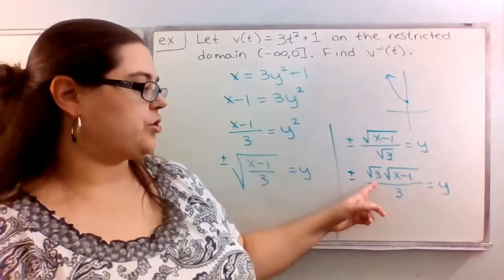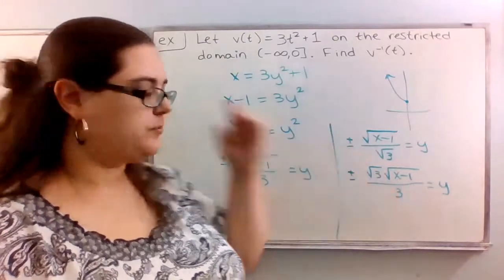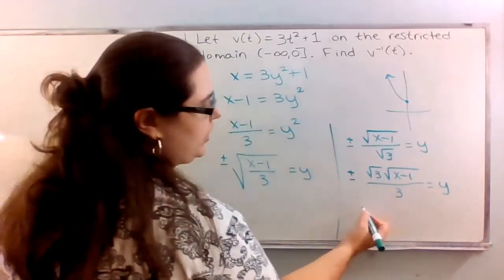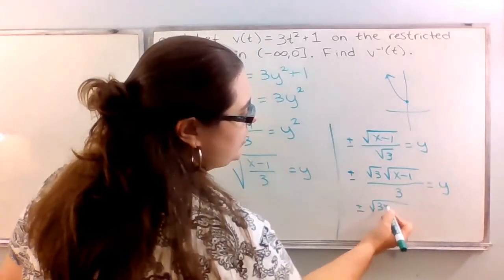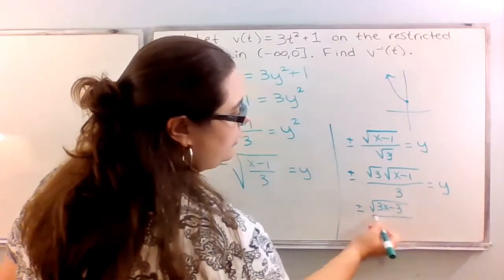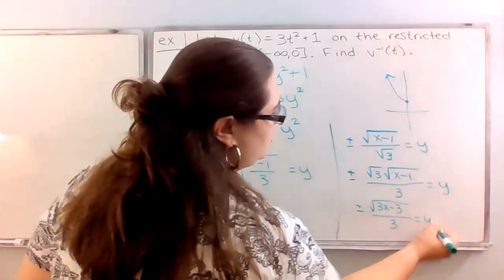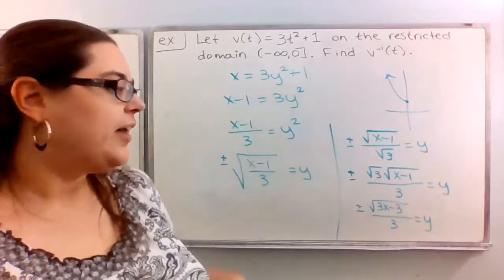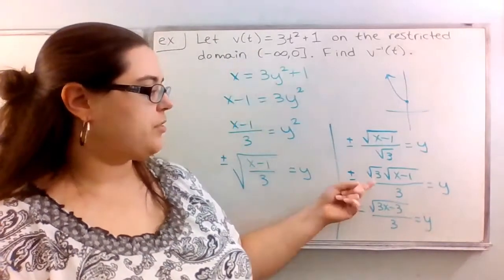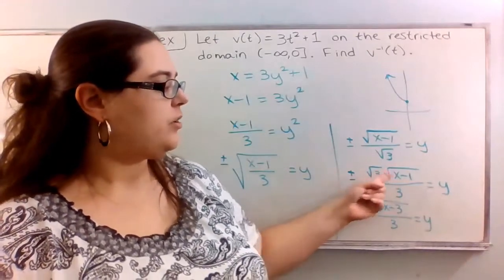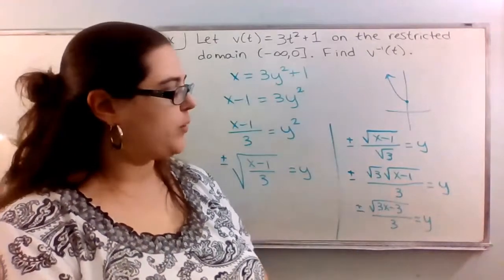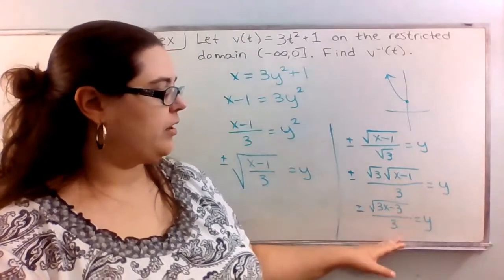And then if you like, you can distribute that 3 underneath that radical. So we're going to get plus or minus the square root of 3x minus 3 over 3. And the reason we're able to do that is because the 3 is also under a radical, right? So if you multiply 2 radicals, you can multiply their innards together as well. So we get 3x minus 3 all over 3.